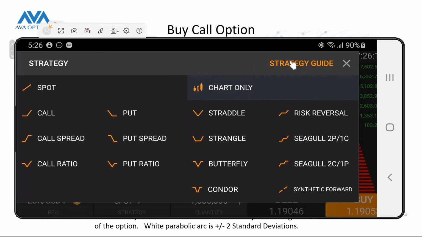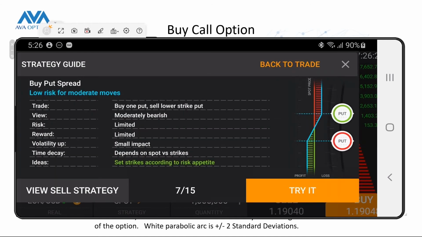We also have a strategy guide. You don't know what a put spread is? Click on it. What is a put spread? If you buy a put spread, you're buying one put and you're selling a lower strike put. It looks like this. It has limited risk on both sides. But let's look instead at a call.